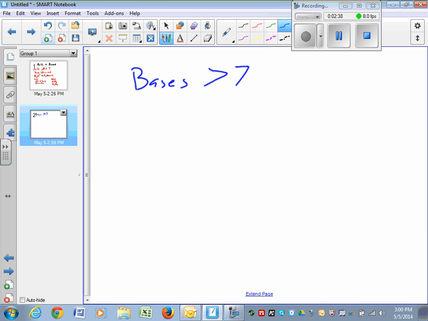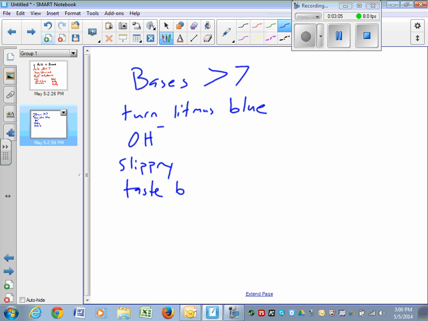Bases also have some properties that you are familiar with. They turn litmus paper blue. They generally give off hydroxide ions. And some things about touching them, bases make your skin feel slippery. They taste bitter. Not that we're going to eat any of them in here.